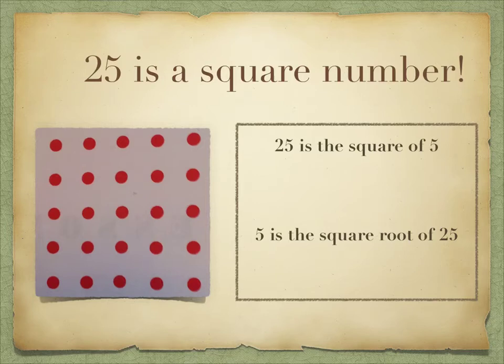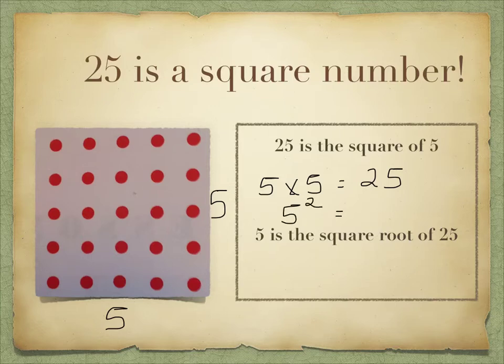25 is a square number. On the left we have an array, which is 5 by 5, which equals 25. 25 is the square of 5. So 5 times 5 equals 25. 5 times 5 can be written as 5 squared equals 25.